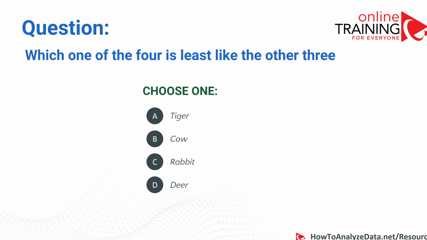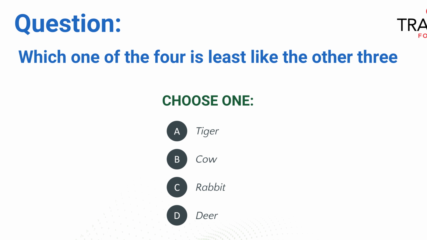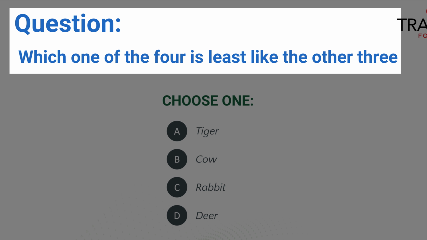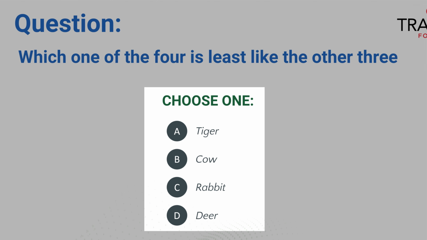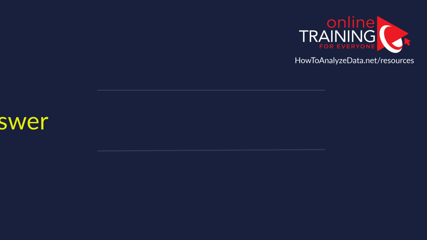Let's look at another tricky question. Which one of the 4 are the least like the other 3? And then we need to choose the correct answer: tiger, cow, rabbit, or deer. Which one do you think is right?